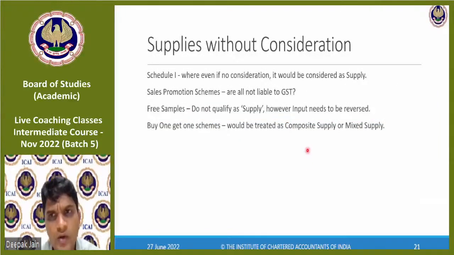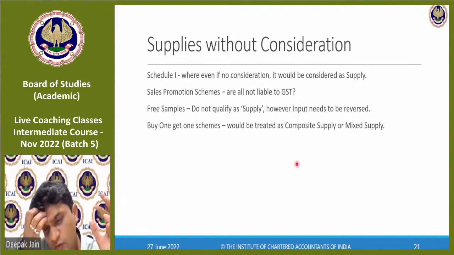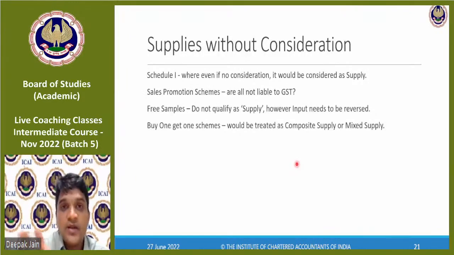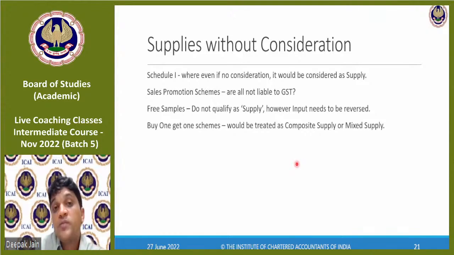Okay. Now get into supplies without consideration. Schedule 1. Even if there is no consideration, it will be considered as supply. Like sales promotion schemes, what happens? Whether they are all not liable to GST, because on my sales promotion, I make a sale without consideration. So again there is a clarification. Why I'm emphasizing these clarifications is that questions could come up from them, because generally what we understood, and if it is clarified by the department, it means there is some issue, right? That's why they made a clarification. So there could be a practical case study saying that this was the scenario, will there be liability for GST or not?